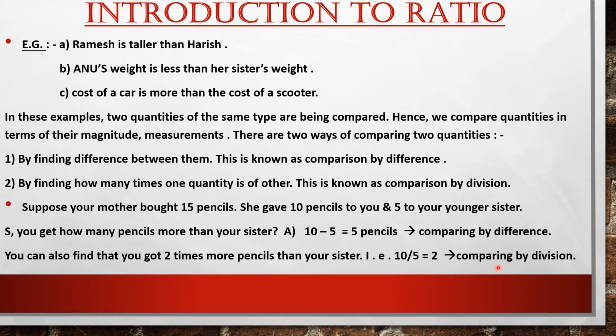So, we conclude that you got 2 times more pencils than your sister. Hence, when you compare two quantities by division in terms of how many times, then this comparison is known as comparing by division.